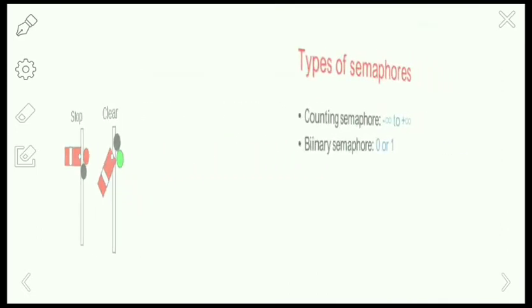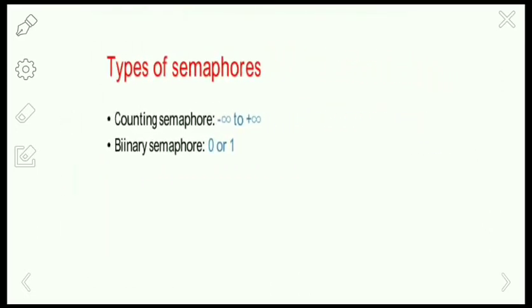Coming to the types of semaphores, we have two types: the counting semaphore and the binary semaphore. In the case of the counting semaphore, it may be any value, that means it ranges from minus infinity to plus infinity. The binary semaphore may be 0 or 1, so it has only two values. The semaphore must be an integer variable.